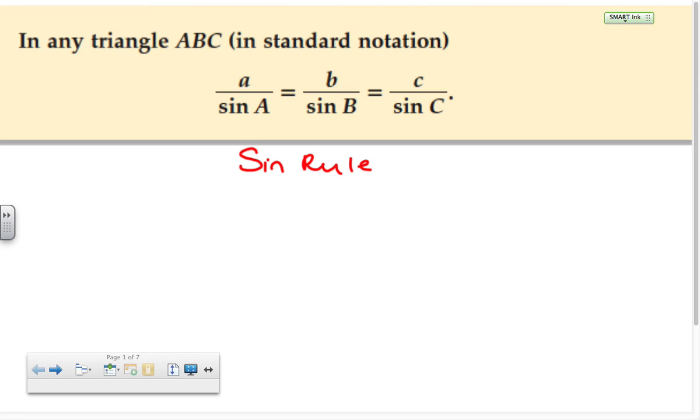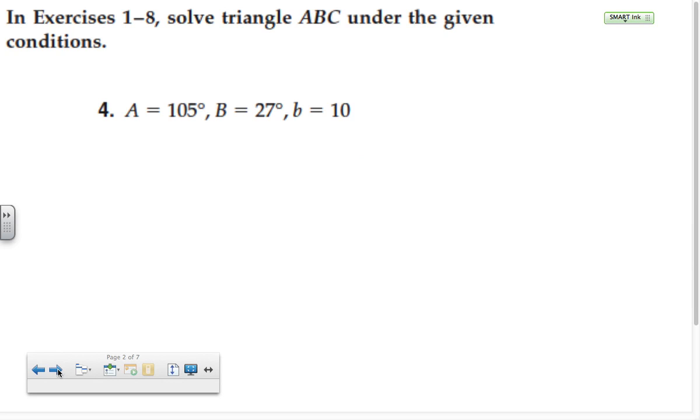Especially today. Now, some of your homework, and I don't have any examples like this, may actually use both rules, but for the most part, just assume that it's using the sine rule. So we're going to start with a triangle. We have A, B, and C. I have A is 105 degrees, B is 27 degrees, and little b is 10.